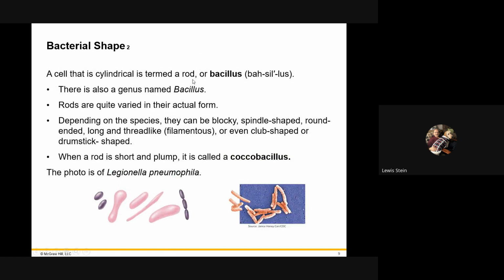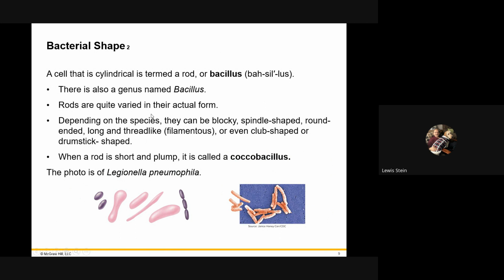A bacillus is a cell that is a rod. And notice we use the term bacillus with a small b to designate shape. We talked about anthrax, the genus of the family with anthrax. Something that you're going to use in the lab called Bacillus subtilis is a capital B and italicized.